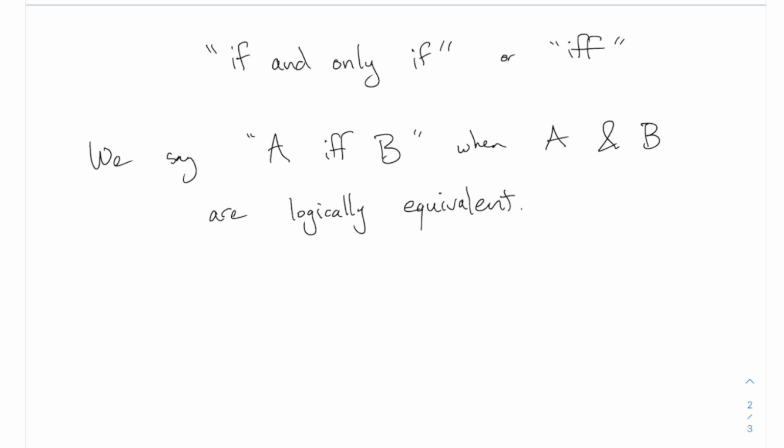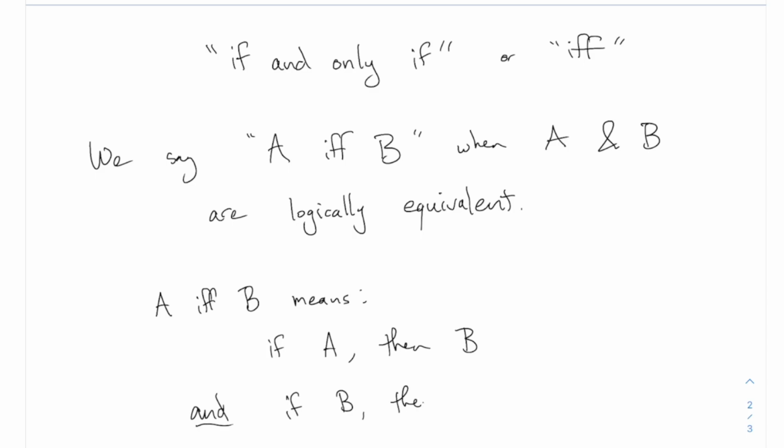All right, if you say if and only if, it means that those two things that you're describing are the same as each other, logically speaking. Another way to deconstruct this is you could say A if and only if B means, logically speaking, if A, then B, and if B, then A. It means if the one thing is true, then automatically the other is true. And also, if the other is true, then automatically the first one is true.